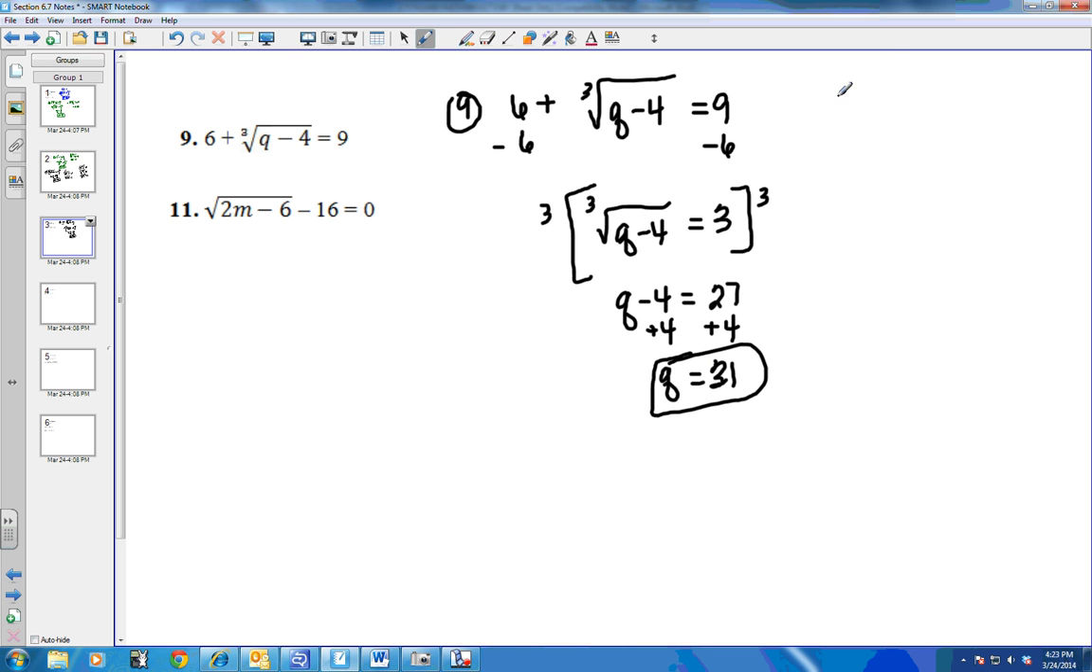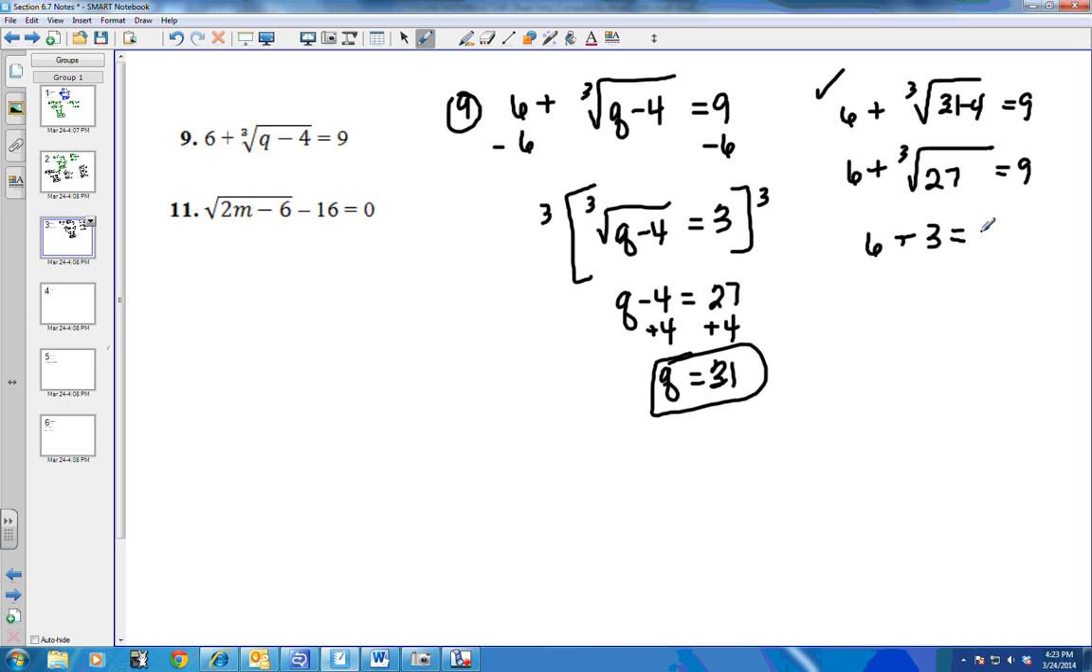Okay, if I wanted to check it, 6 plus the cubed root of 31 minus 4 should be 9. 6 plus the cubed root of 27 equals 9. The cubed root of 27 is 3. So 6 plus 3 equals 9, so I know it works.